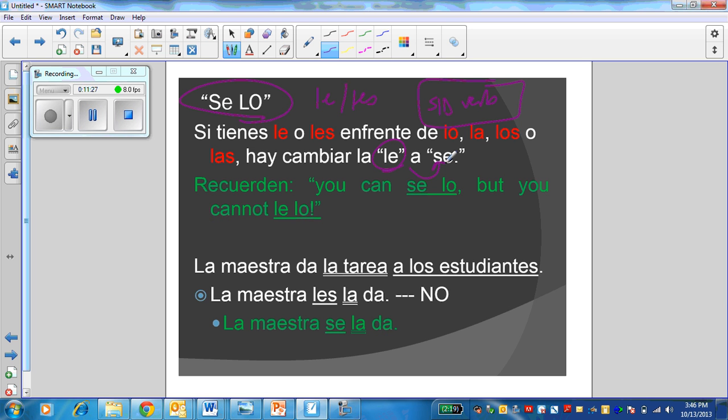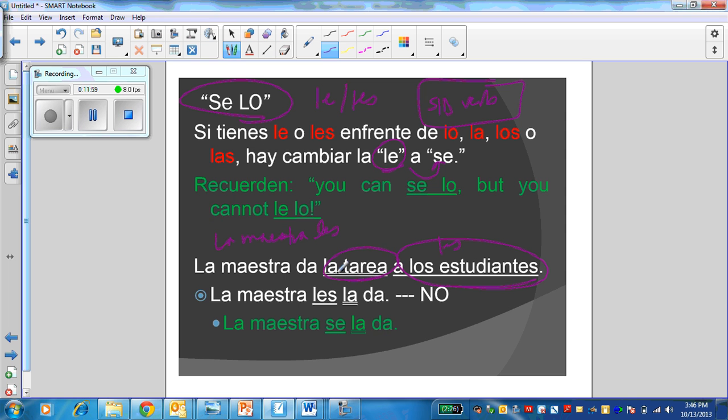La maestra da la tarea a los estudiantes. If we want to say the teacher gives it to them, what you're going to want to say is la maestra. The indirect object pronoun is estudiantes, so vamos a usar les. You're going to be tempted to say la maestra les.